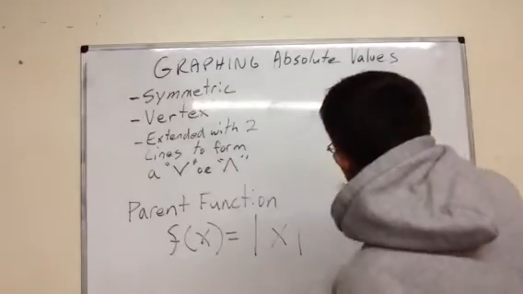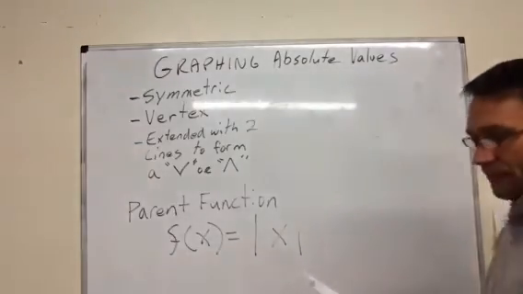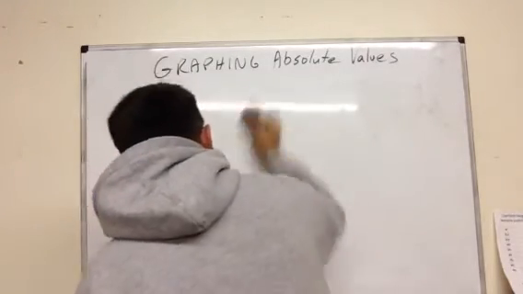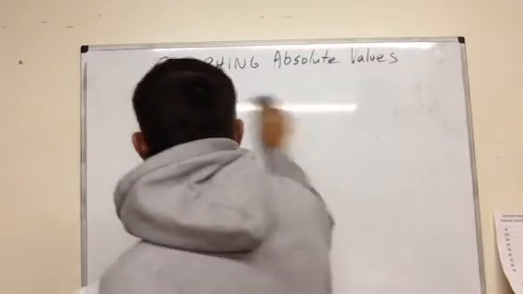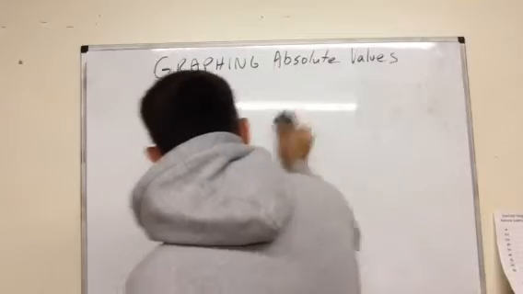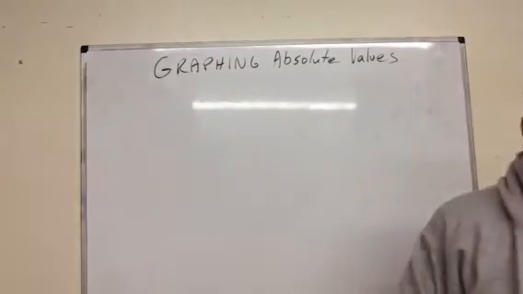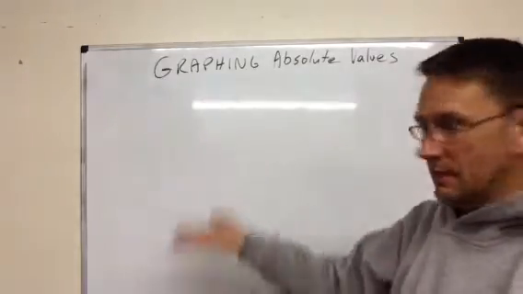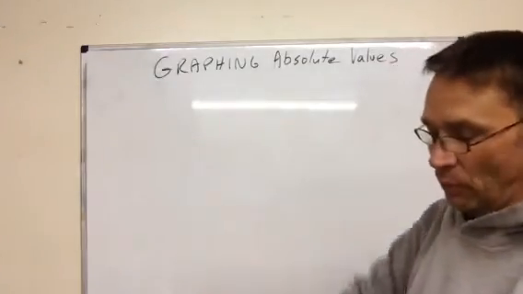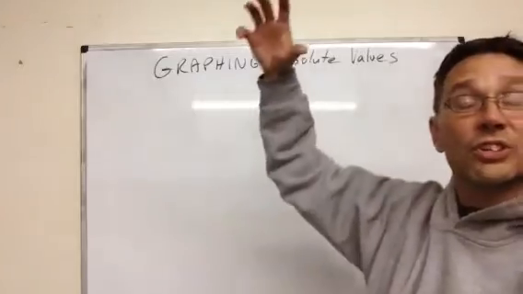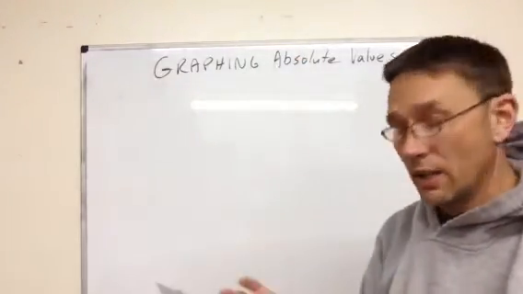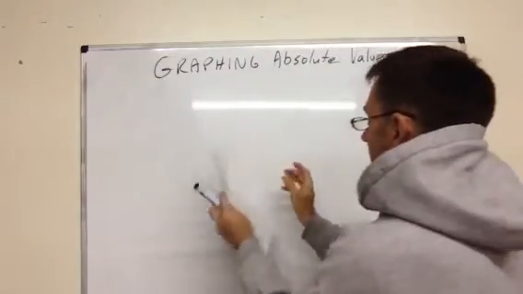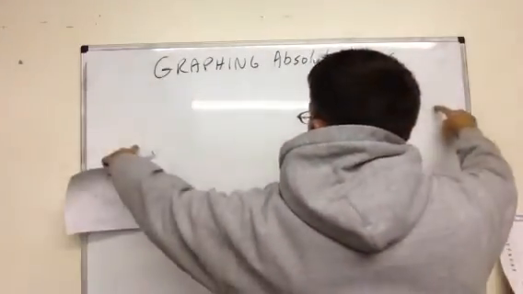Now, thinking back to the last section, when we're talking about transformations, we can still identify and anticipate what our graph will do, whether it's going to shift up, shift left, shift down, shift right, reflect over the x-axis, or if it's going to stretch or shrink. If we stretch it, it's going to get really thin. If we shrink it, it's going to flatten out.